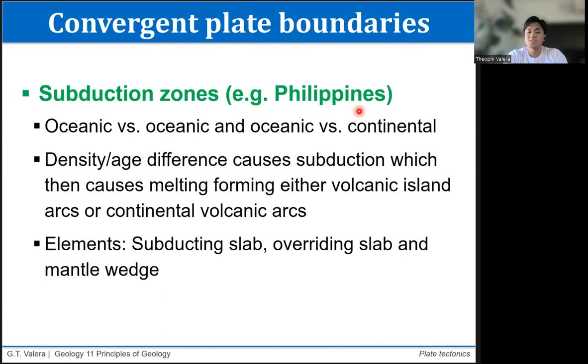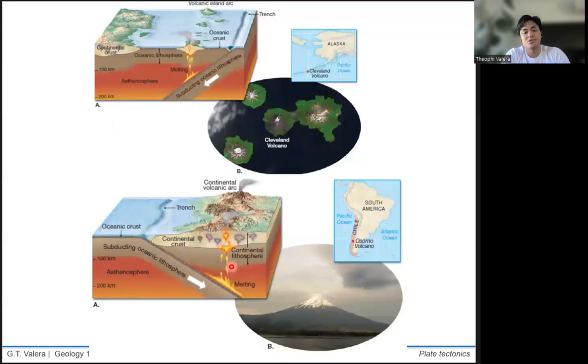When you have a subduction zone rather, you have a subducting slab or the downgoing slab, the overriding slab or the one that is on top, and the mantle wedge between them. So here you have the subducting slab, the overriding plate, and of course the mantle wedge between them. So ito yung volcanic island arc, and then you have island arc kasi usually this forms chains of islands.